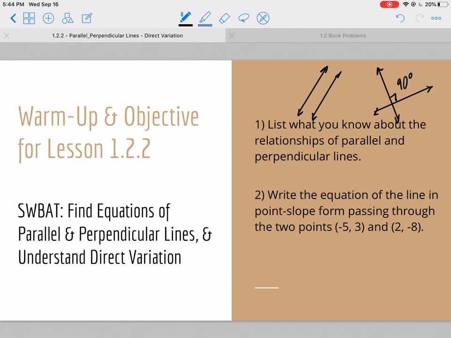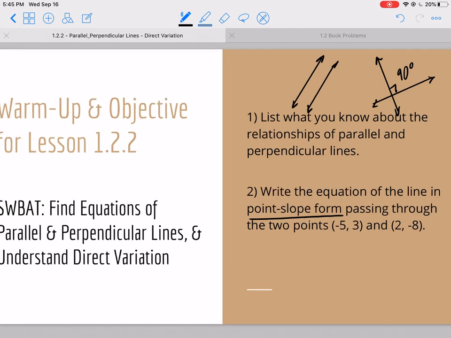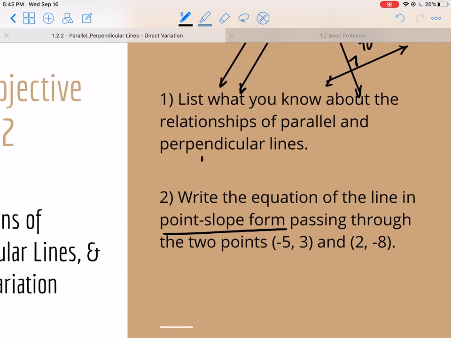All right, number 2, this is from your last lesson. We had similar problems to this. So we're going to write the equation of the line in point-slope form that passes through these 2 points. So point-slope form, quick refresher on that, is y minus y1 equals m times x minus x1, where the x's and the y's are just from each point, okay?